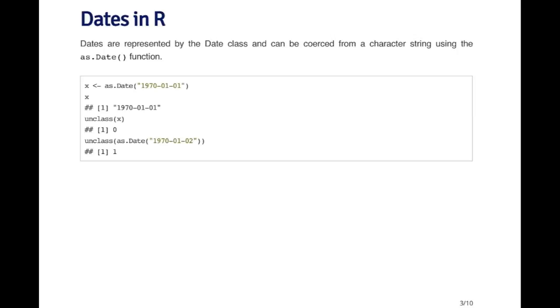If you had a date that was before 1970, then it would be represented as a negative number. But that's just a little background. You don't have to worry about the underlying representation. Ultimately, what you need to know is that dates are stored as objects of the Date class.